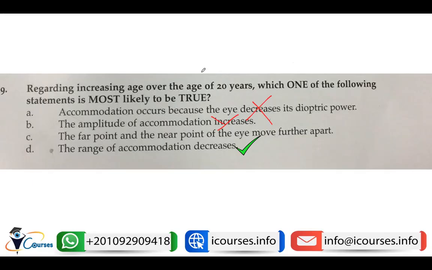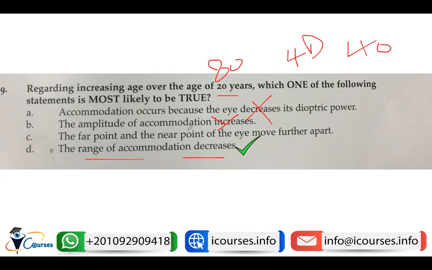So the lens dioptric power will decrease after the age of 20. Let's say, for example, it is 8 diopters of accommodation at the age of 20, and becomes 4 diopters of accommodation at the age of 40. So what happens here is that the amplitude of accommodation decreases, which is the difference between the dioptric power of the eye at the far point and the dioptric power of the eye at the near point. Likewise, the range of accommodation will decrease.